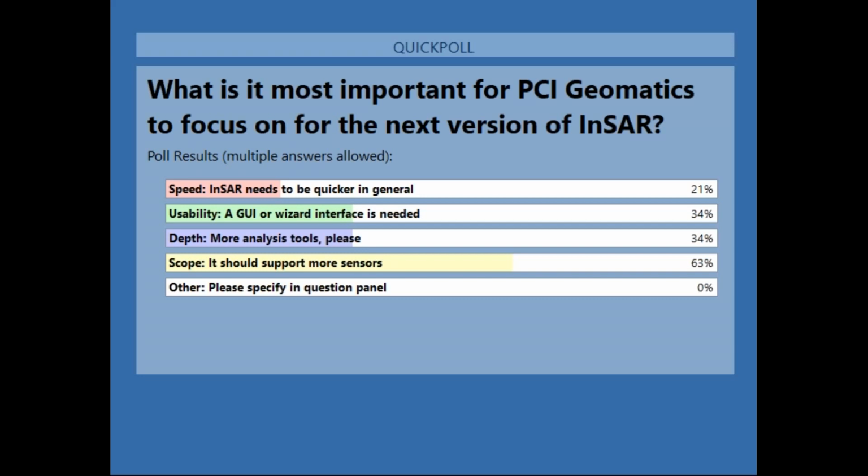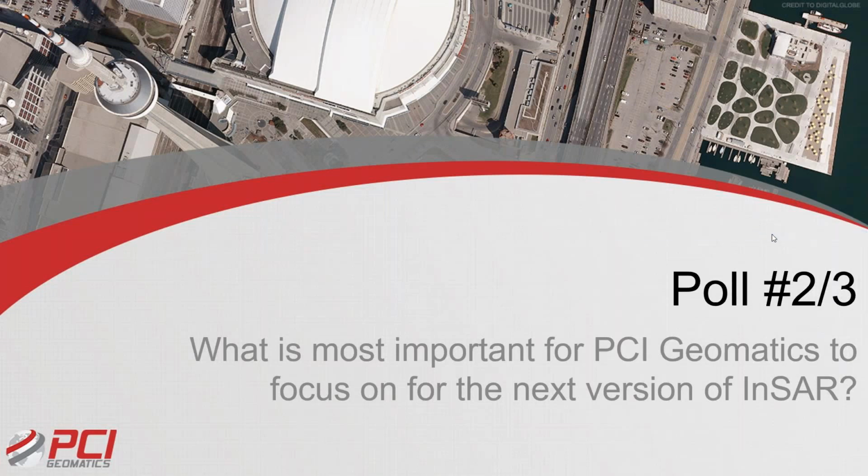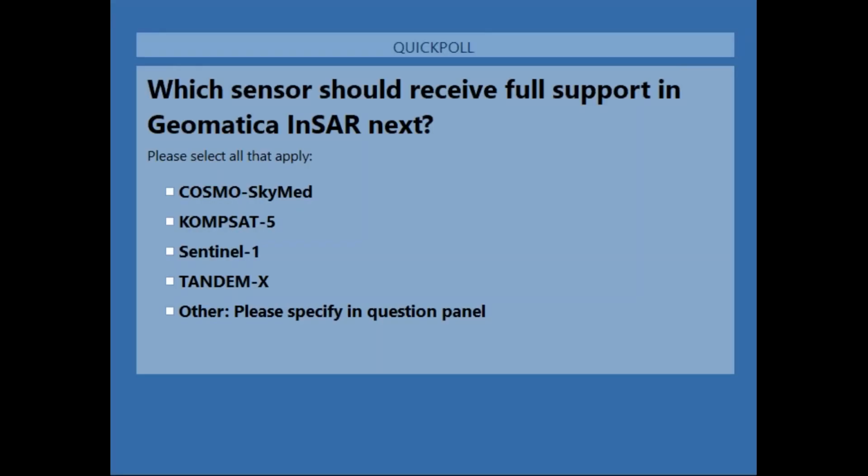Okay, so let's move on quickly to the next-to-last poll, with respect to those sensors. Which sensors are you looking for to be fully supported in the full interferometric workflow, as opposed to just the interferogram extraction? And again, if there's another sensor that you had in mind, please feel free to mention it here specifically. We've got a few popular sensors there: Cosmo-SkyMed, RADARSAT-2. Sentinel-1 seems to be taking an early lead. I'll show the results in a moment.